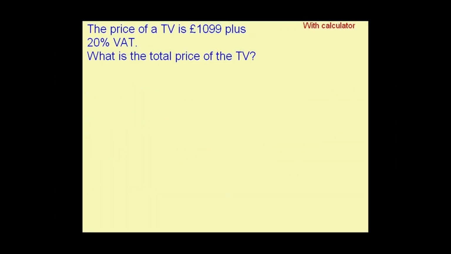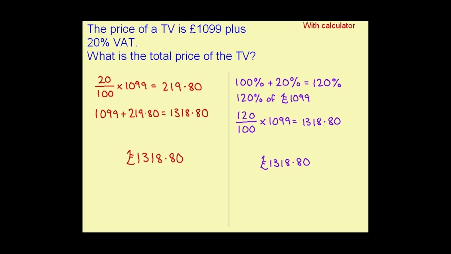Here's one of those for you to try. Press pause and have a go. When you're ready, press play. Here are the two different ways that you could have got this answer.